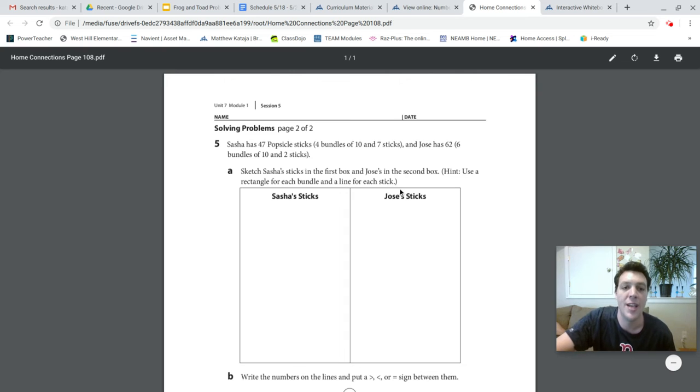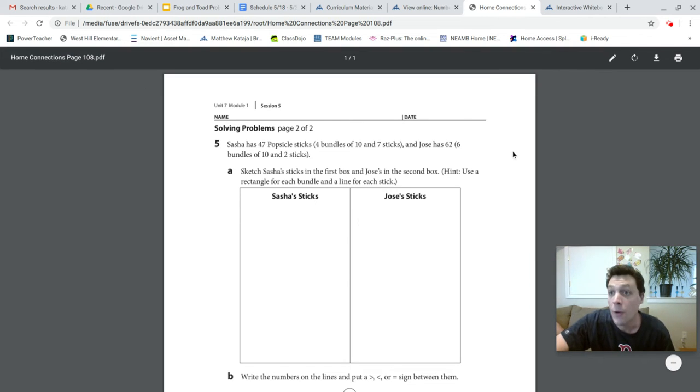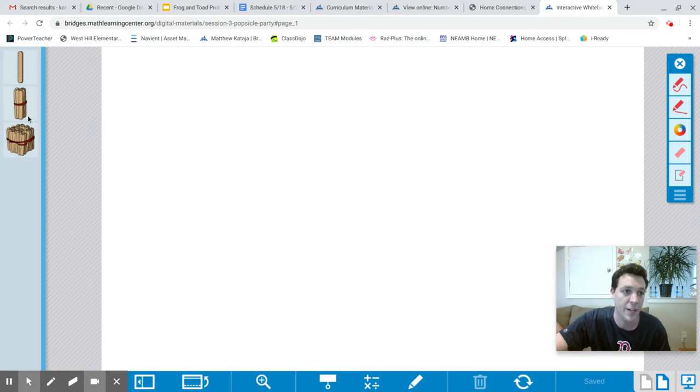Sasha has 47 popsicle sticks, 4 bundles of 10, and 7 sticks. And Jose has 62, 6 bundles of 10, and 2 sticks. We know our place value. We know our tens place. We know our ones place. So instead of using popsicle sticks like I would in the classroom, you're going to have to use shapes. And let me show you what I mean.